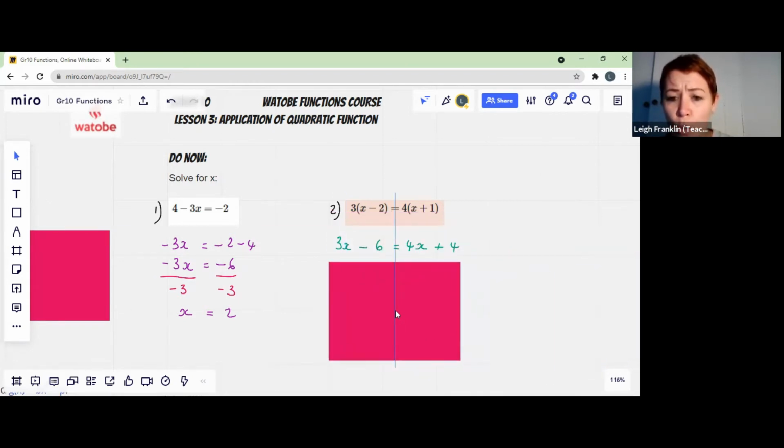So what has to happen here, grade 10s, is the first thing that we have to do is remove the brackets. We're doing that using the distributive law. So we say 3 times x gives us 3x, and 3 times -2 gives us -6. That's on the left-hand side of the equation.